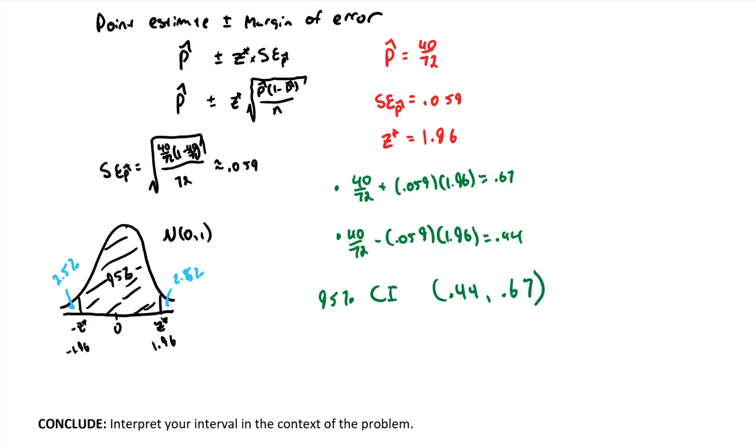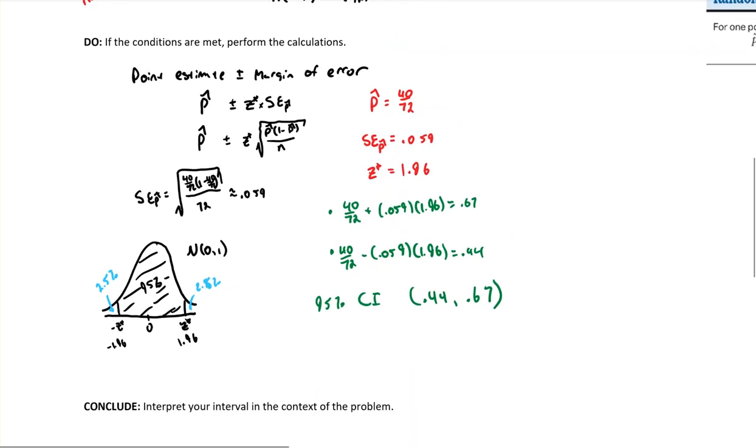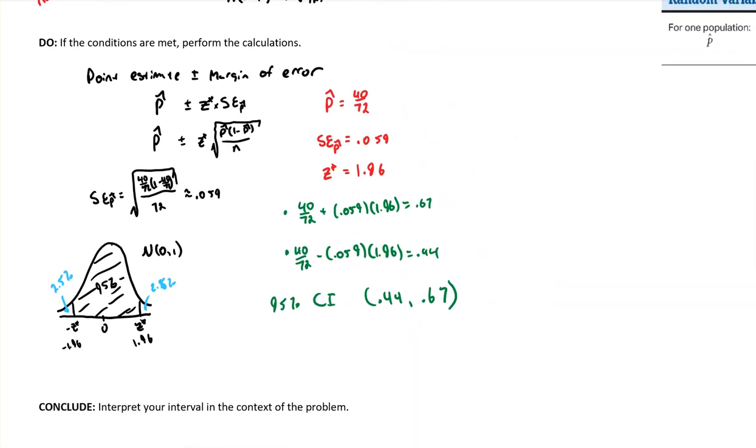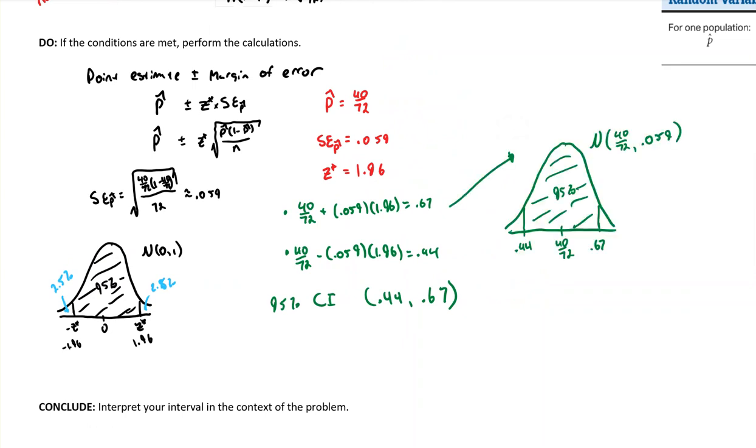So I have now completed the do phase of my problem. And if you want a different picture than the one I drew here, this is the picture my confidence interval really gives us in terms of our probability distribution. You're just looking at a normal distribution with our mean being that sample proportion of 40 over 72 and your standard deviation being treated as our standard error. And we can see our 0.44 and our 0.67 around it.